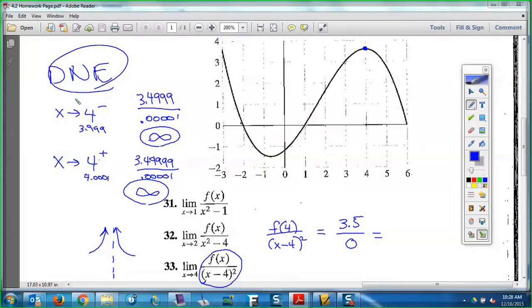Vertical asymptote. Good one. Rachel, thank you for asking about that. Even though I'm sure you were the only one who didn't get that one. Everybody else, I think, was fine. 35. What's that? 35.